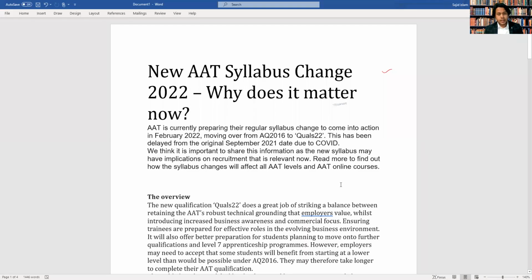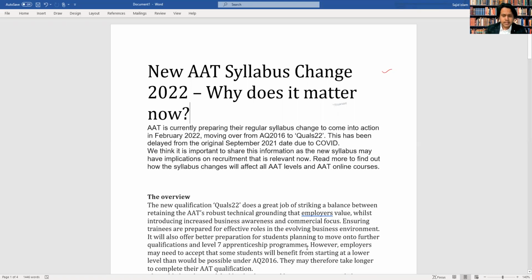Welcome everyone. In today's session, we're going to talk about the changes of the AAT syllabus, and that will be in 2022. So let's have a look. What are the changes we have next year? It is very important to know because maybe it will have an impact on us as well. So let's have a look. What is the implication and what are the changes from the current syllabus to the new syllabus?